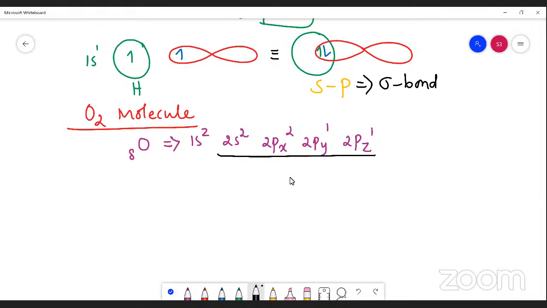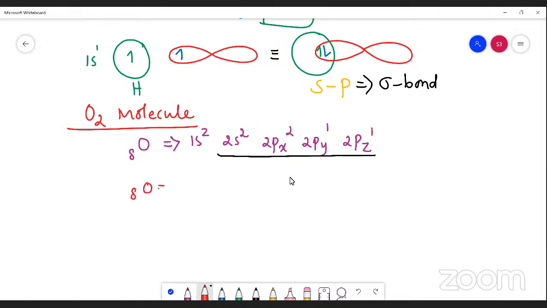valence shell. Okay, so this consists of s orbital 2 electrons, 2px 2 electrons, 2py 1 electron, 2pz 1 electron. So 2 unpaired electrons are present in the py and the pz. Okay, let me take another oxygen atom.